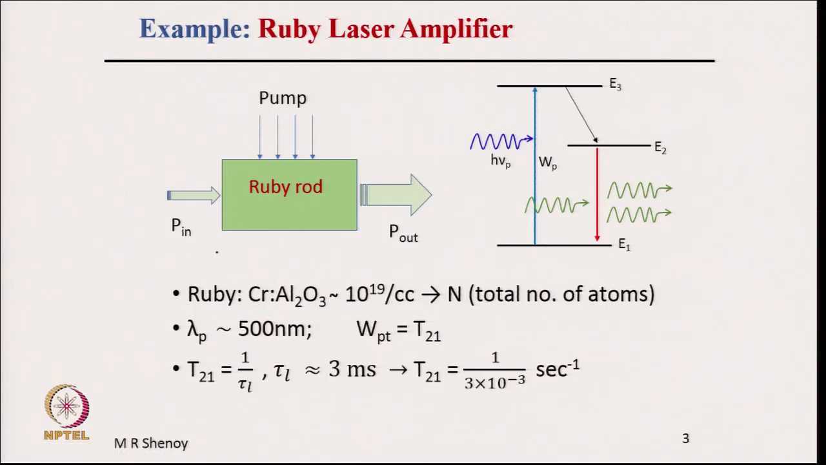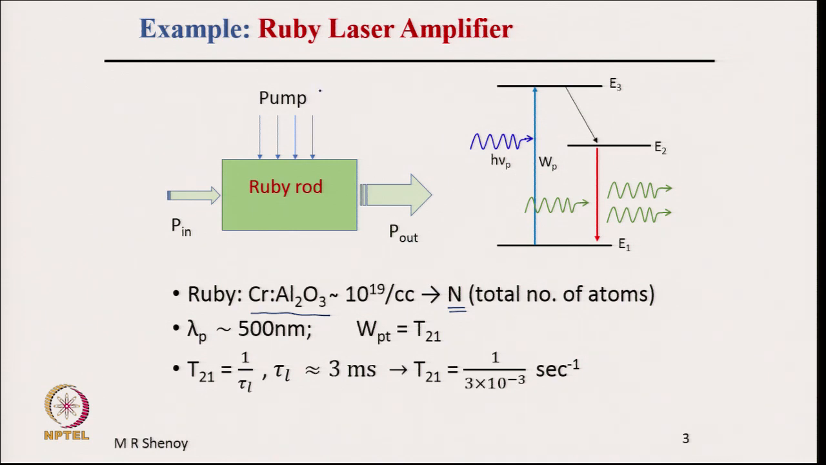There is a Ruby rod. Ruby is a chromium doped alumina. The pinkish red color of Ruby comes from the chromium doping, and typical doping concentration is 10 to the power of 19 per cc, and that is our N, that is the total number of atoms. So, these are the atoms which are participating in the interaction. The 3 levels which we are discussing are the levels of the chromium ion.